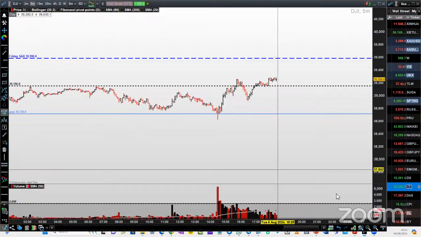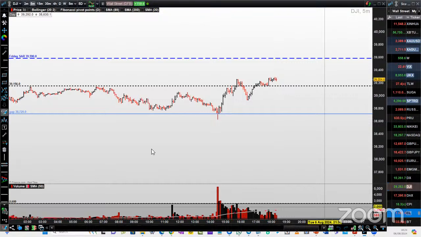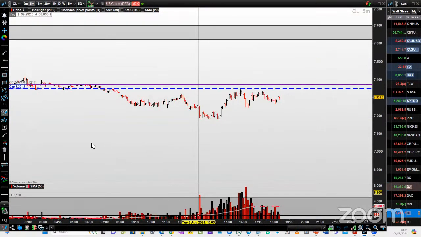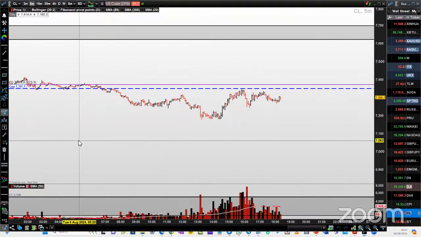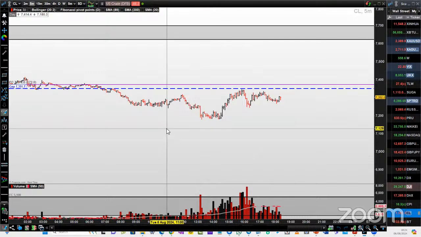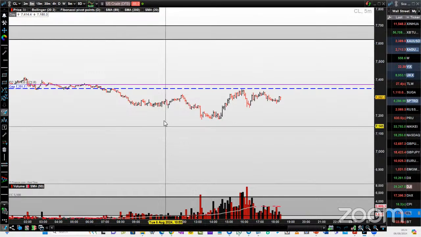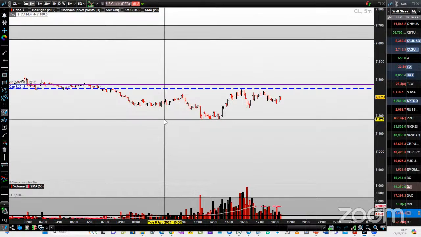What other markets are there? Let's have a look at oil. Oil's struggling today. This is a very, very major support underneath here. Oil's down a couple hundred pips.